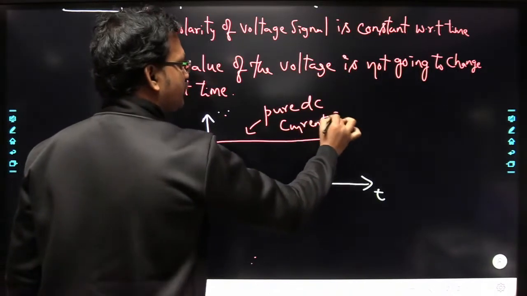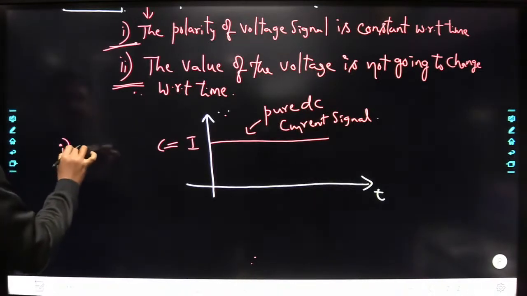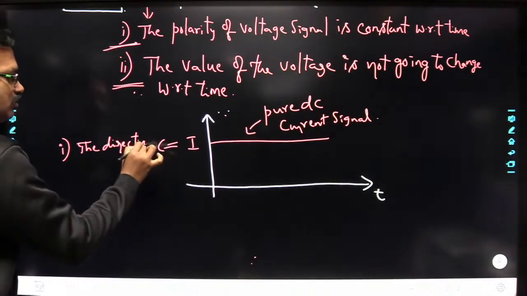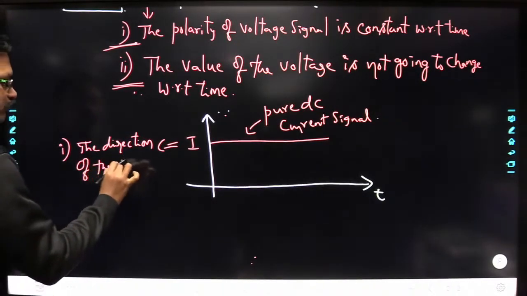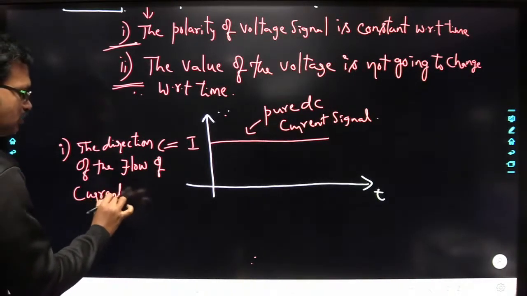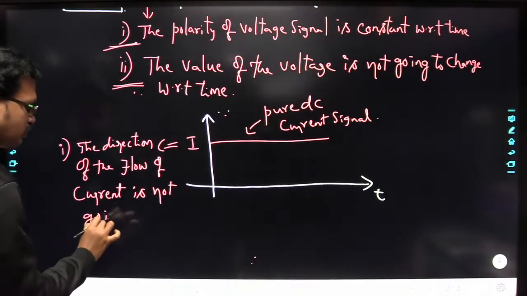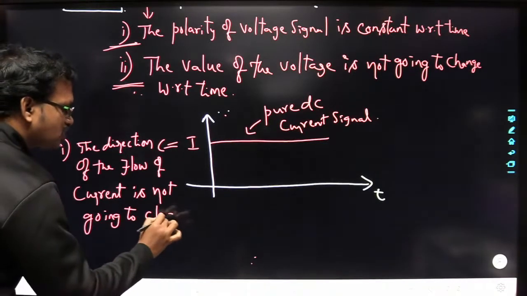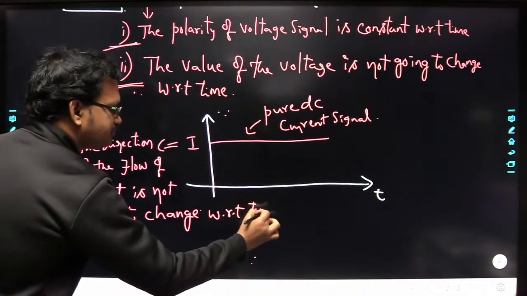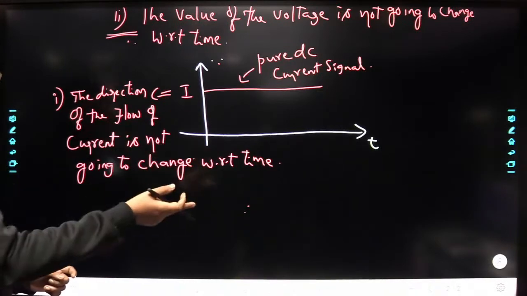What are the properties of a pure DC current signal? First one is its direction. The direction of the flow of current is not going to change with respect to time. So this is one thing. Always it is going to flow in only one direction, right?